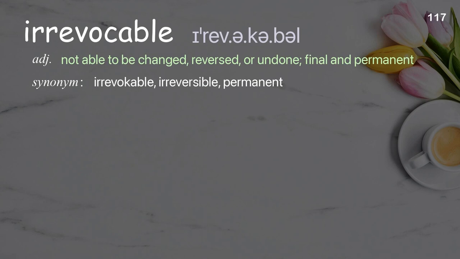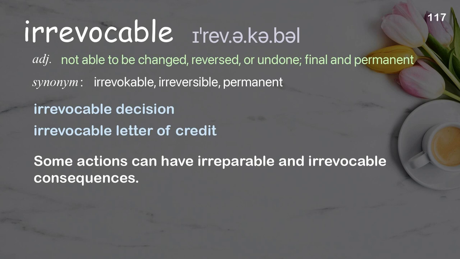Irrevocable. Not able to be changed, reversed, or undone, final and permanent. Examples. Irrevocable decision. Irrevocable letter of credit. Some actions can have irreparable and irrevocable consequences.